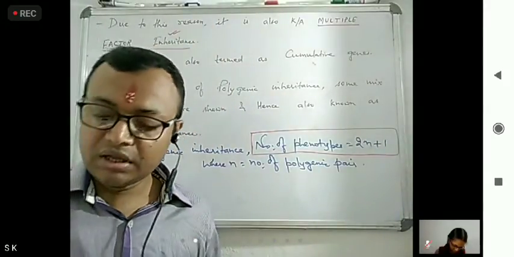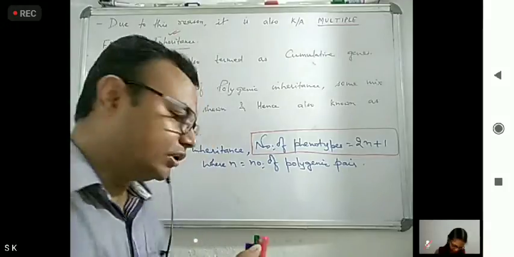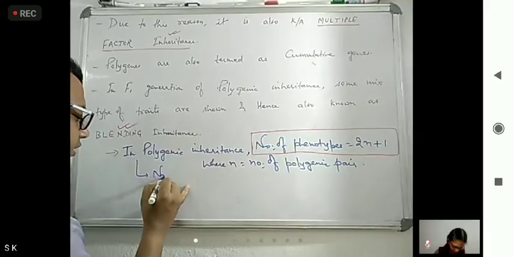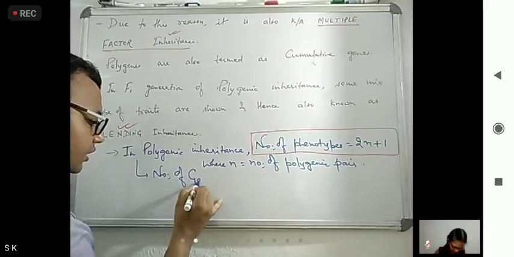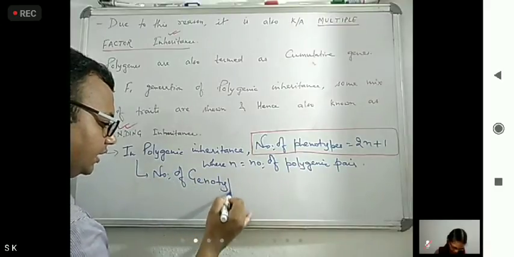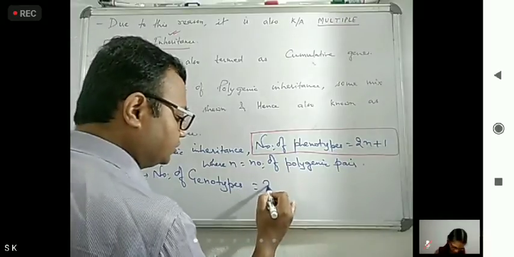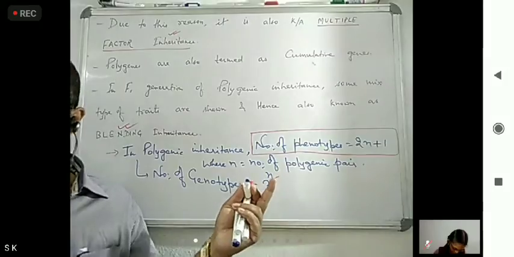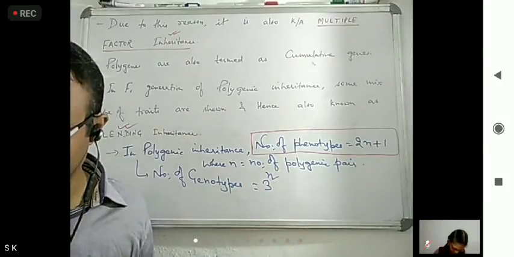Next, in polygenic inheritance, the number of genotypes will be equal to 3 to the power n, where n is already discussed, the number of polygenic pairs.